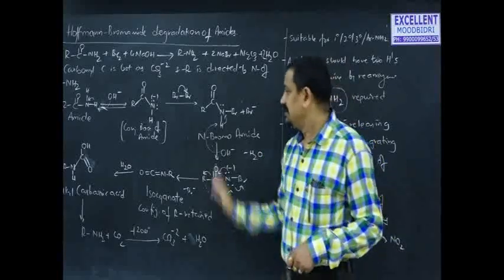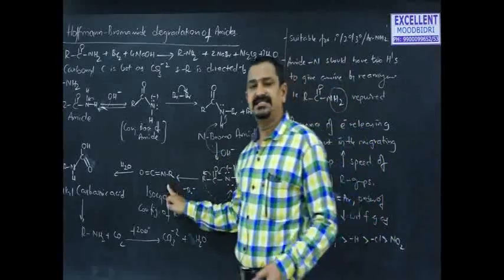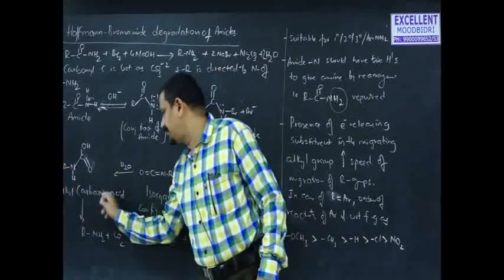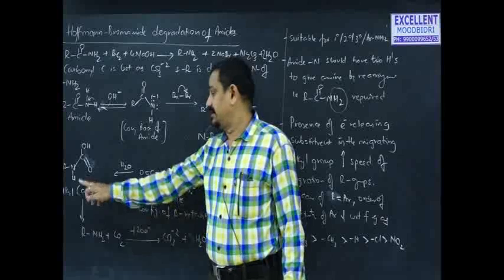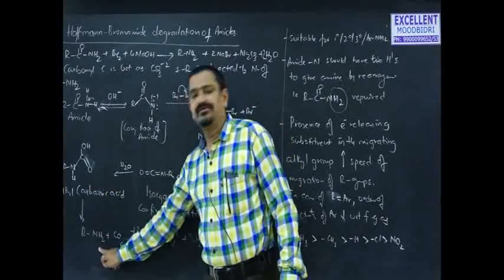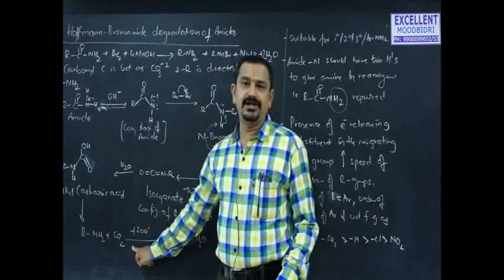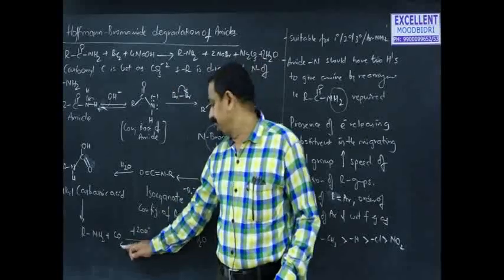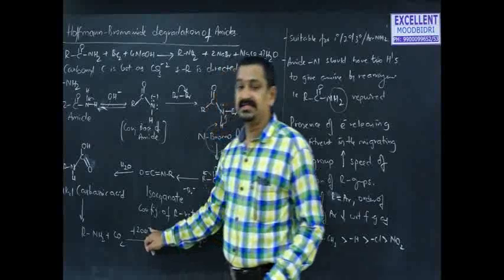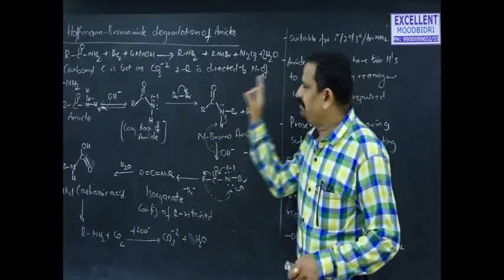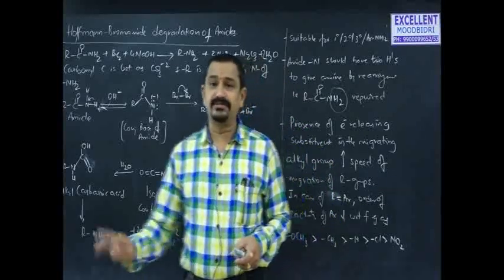Understood? And one more point is that the isocyanate generated, on further hydrolysis, gives N-alkyl carbamic acid, which on decomposition gives the primary amine with the liberation of carbon dioxide. Now, this carbon dioxide in the presence of alkali gives carbonate and water. Now, every point of this mechanism is important and beautiful.